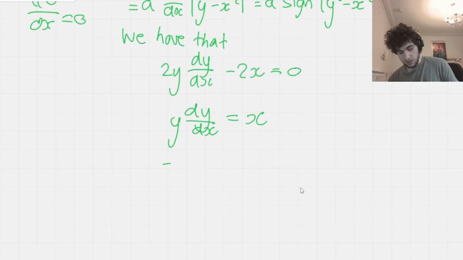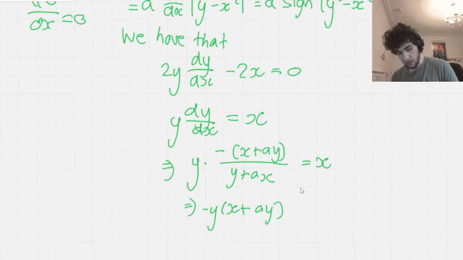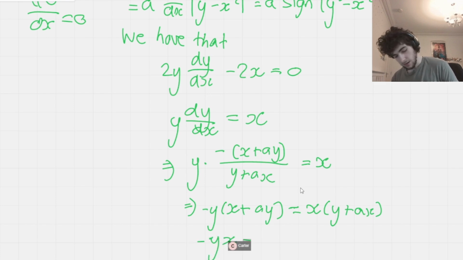So this effectively implies that y multiplied by minus x plus ay divided by y plus ax is going to be equal to x. Then if we multiply both sides by y plus ax, this implies that minus y multiplied by x plus ay is equal to x multiplied by y plus ax. Expanding and collecting, we get minus xy minus ay squared equal to xy add ax squared.